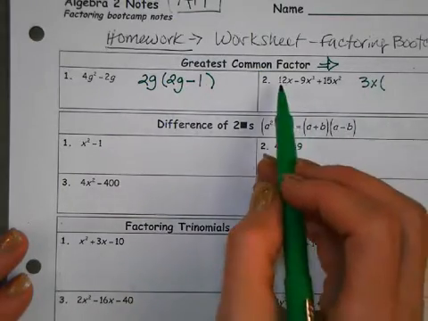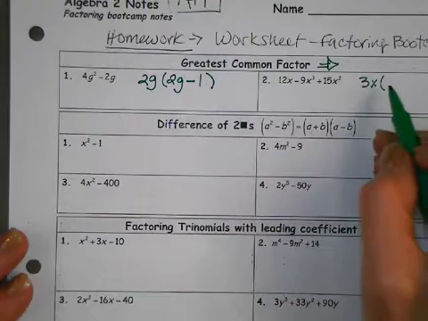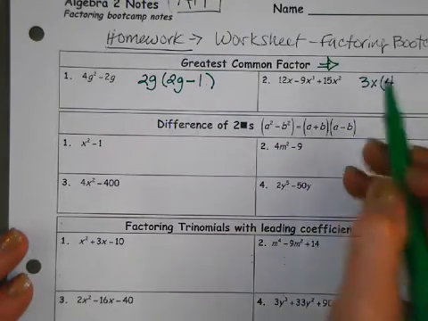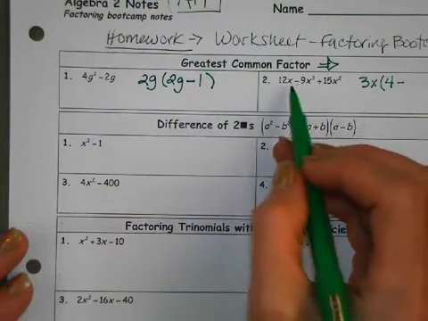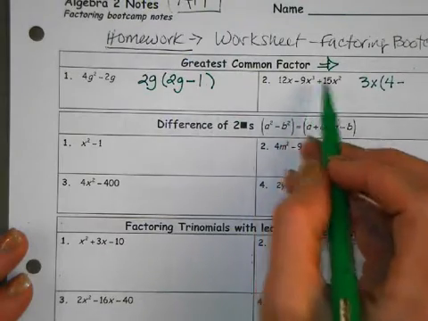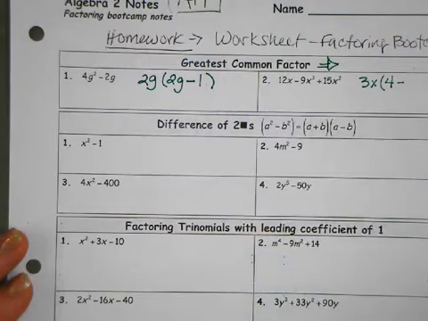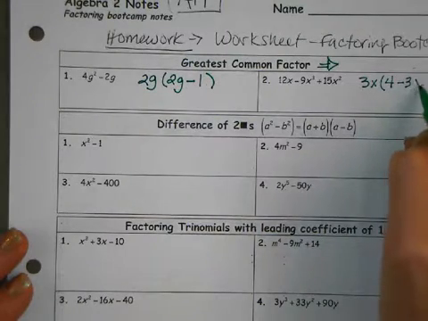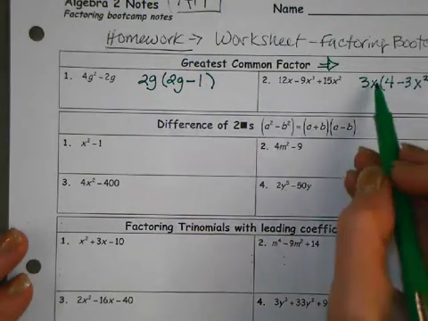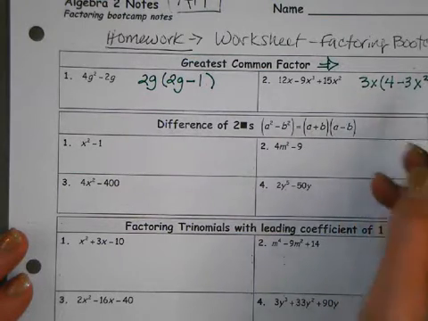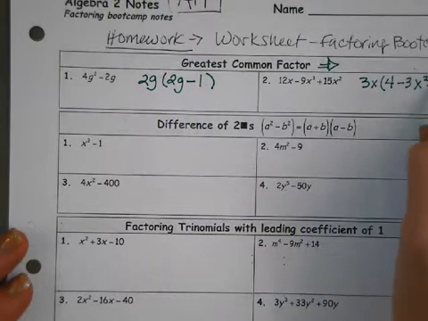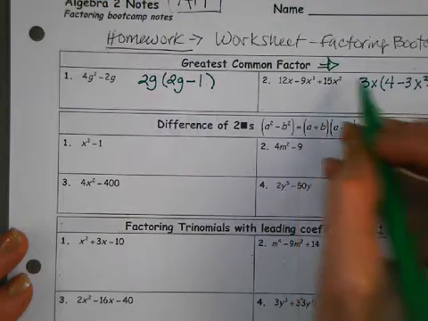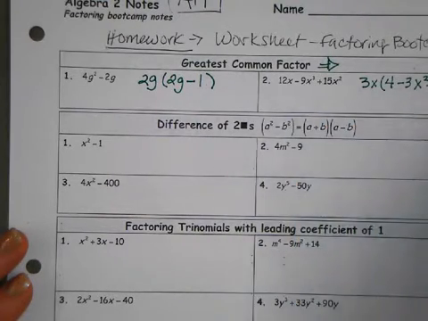If I pull a 3x out of 12x, what am I left with? I'm just left with 4, because 4 times 3x gives me 12x. Then I have a minus. What would I need to multiply 3x by to get 9x cubed? -3x squared, right? Because I'm pulling 1 x out, so 1 goes away, and that makes it squared. And then what would I be left with for the 15? Plus 5, and then I need to make it an x squared, so I need another x.